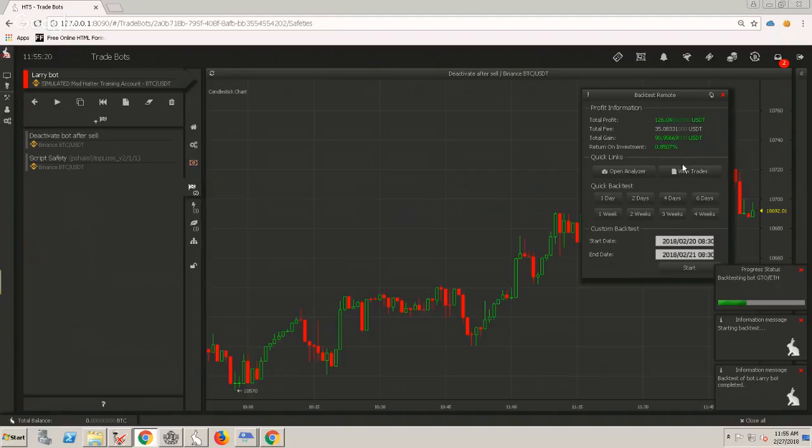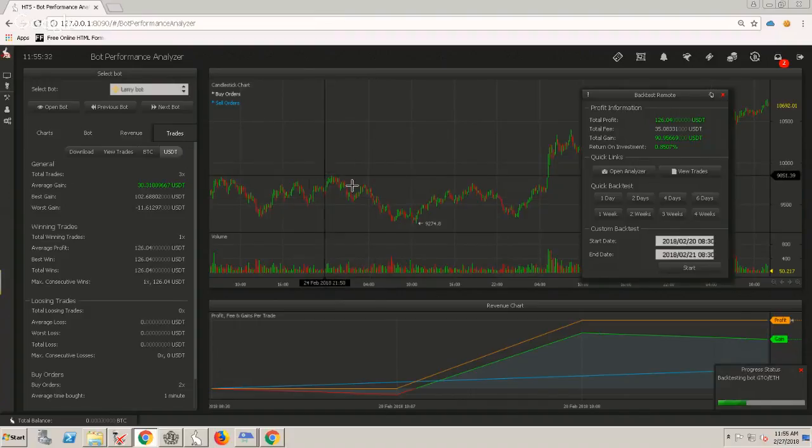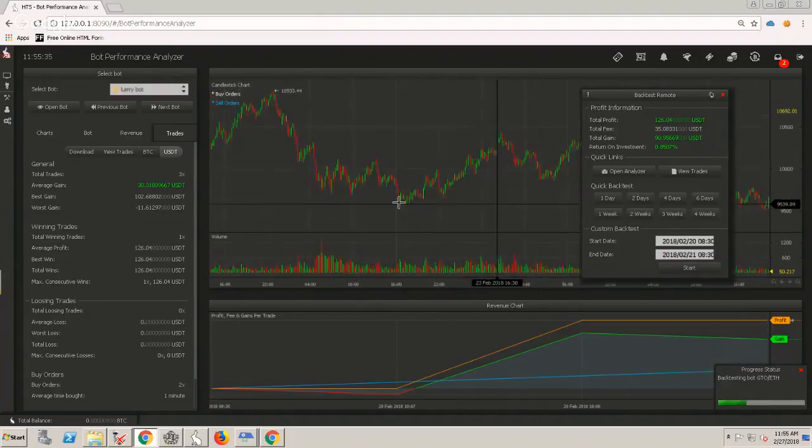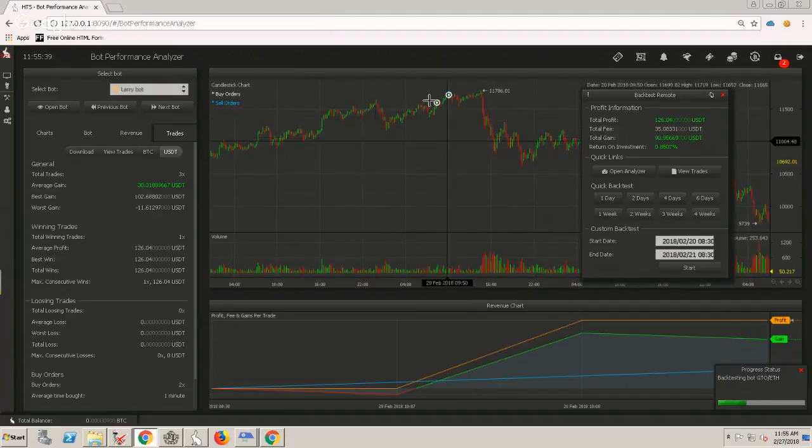All right, there it is. Let's go open the analyzer. Is there a way to jump over to that date? Yeah, that would be a cool feature. You can jump to that date, or when we backtest, oh, there we go, you have to keep scrolling backwards. Look at that. So there's a couple of trades.